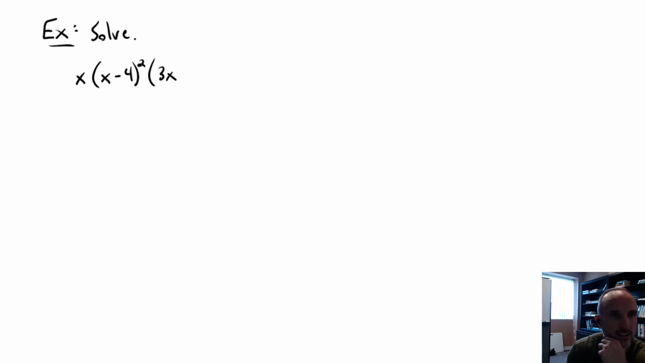Let's do one more, and maybe we'll do two more. Solve. Let's look at, how about x times x minus 4 squared times 3x plus 5 squared. And let's look at where that is less than or equal to 0. Well, good news again is the right side's 0 and the left side's factored. So we can go right to the critical values and draw our number line.